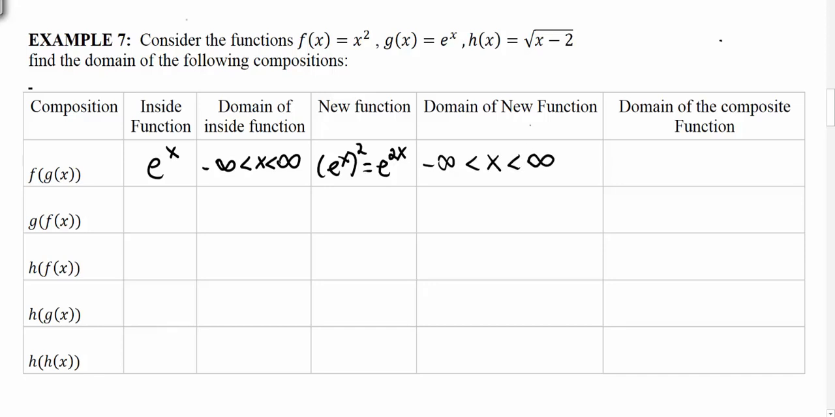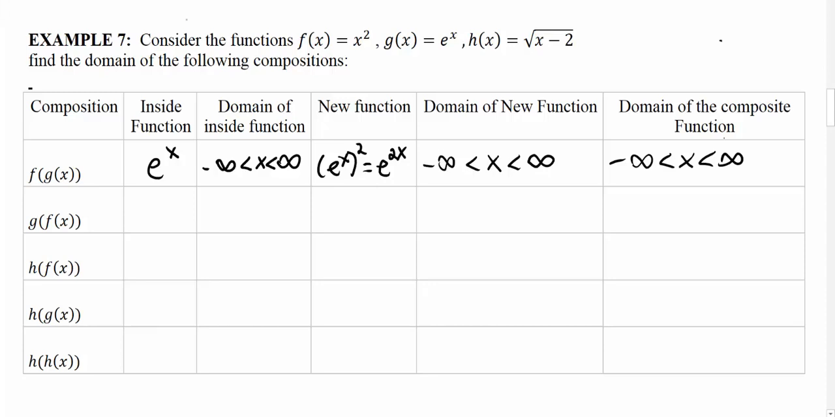So now we look at the domain of the inside function and the new function to see if one is more restrictive than the other. It's not, and therefore the domain of the composite function will also be all numbers between negative infinity and infinity. We're going to do the same process for the rest of these.